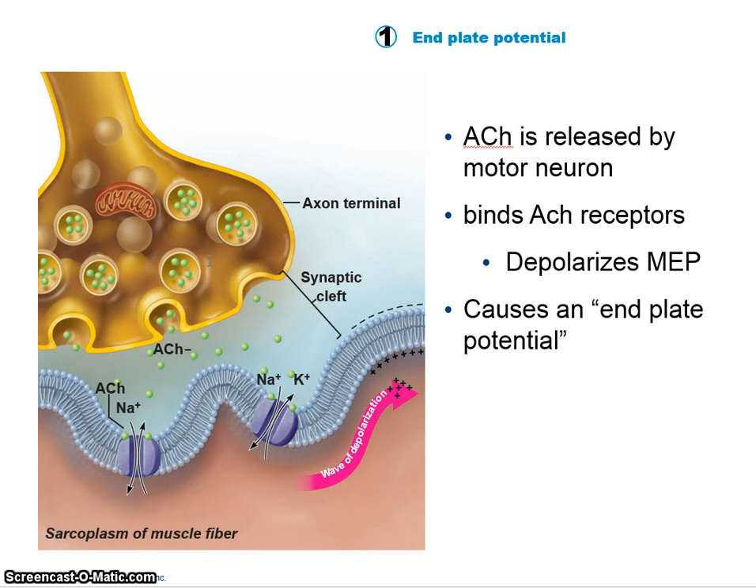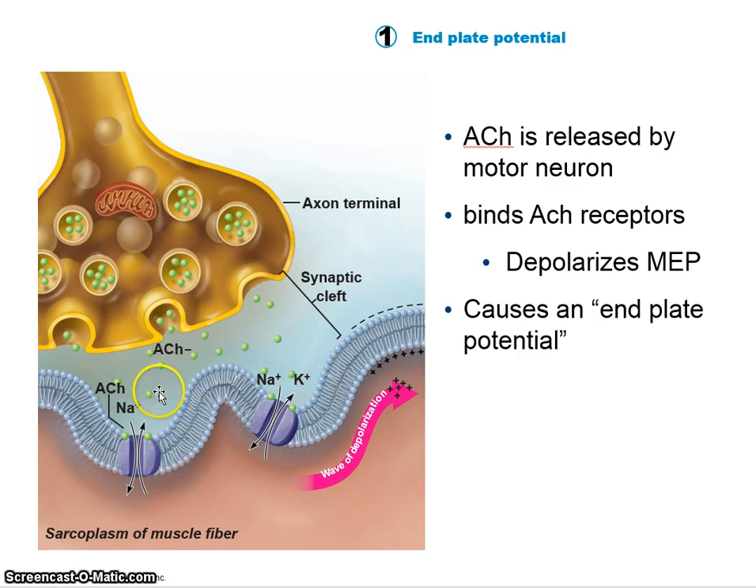So it is going to start with the end plate potential. If you recall, the motor neurons use this neurotransmitter called acetylcholine. When they get stimulated by your central nervous system, acetylcholine is released into the synaptic cleft, or the space in between your neuron and your motor end plate.